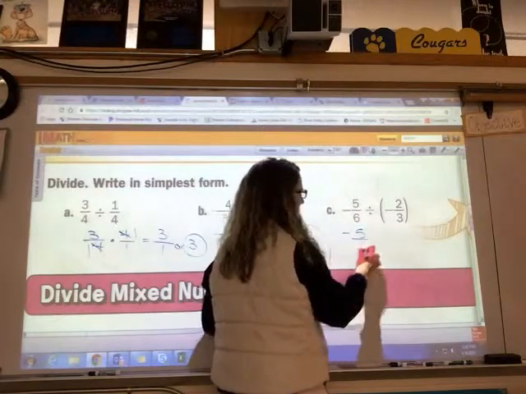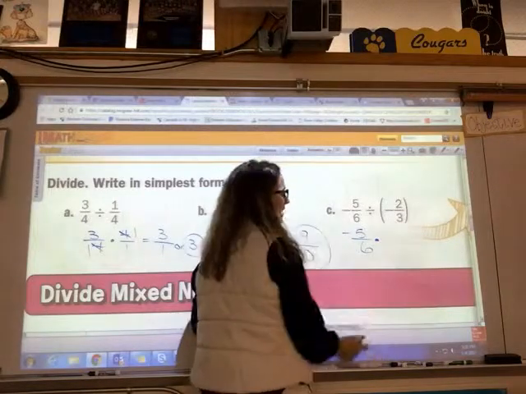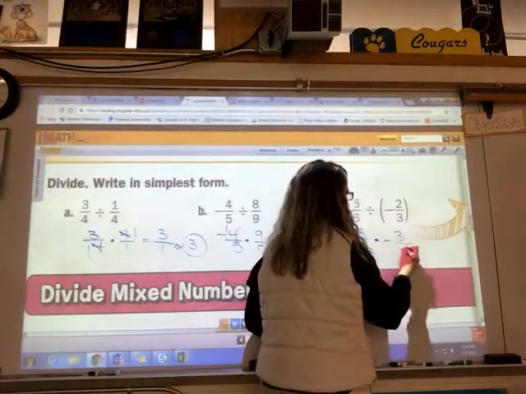Taking a look at letter C, -5/6, so that fraction stays the same. Division changes to multiplication. Reciprocal of -2/3 would be -3/2.